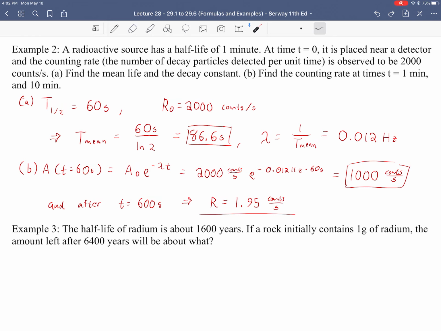So we're going to plug in 600 seconds. We just plug in the same function here, but instead of 60, of course, it's 600. And we end up with an activity of 1.95. And again, this should be A. Okay, so it's dramatically fallen off. That's the nature of exponentials.